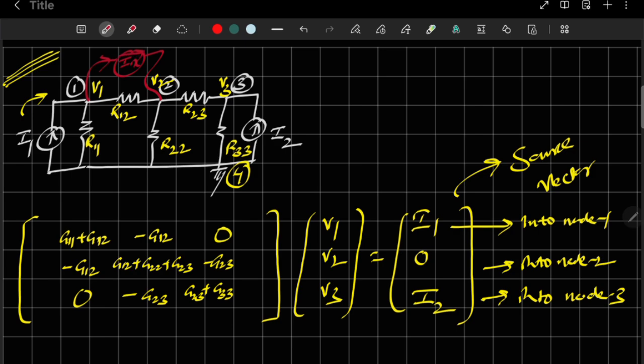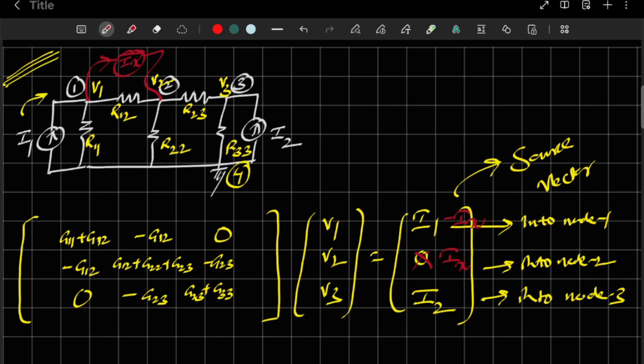Then what will happen? Again the same thing. At node 1, now I1 and Ix are related, but I1 is injected and Ix is leaving, so I have to take here minus Ix. Now node 2 is with the current source, so Ix is injected into node 2. So we will not get 0 here, we will get Ix. And node 3 is related to I2 only, that's already there. So these are the changes we will get.